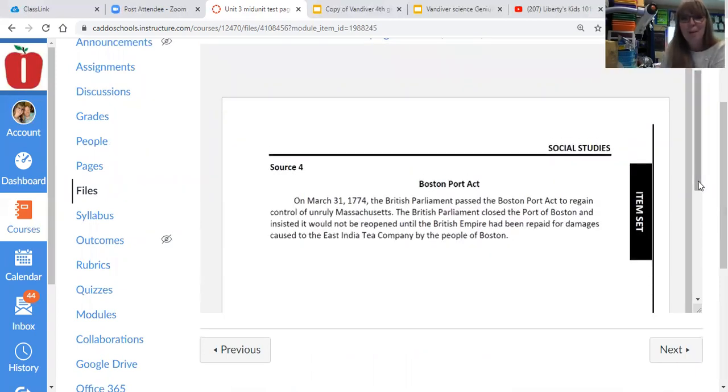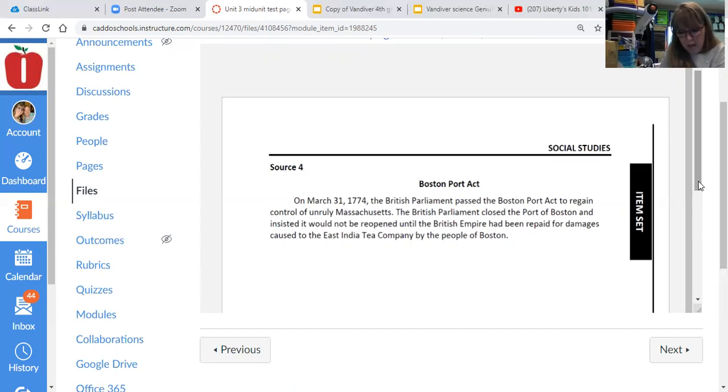All right, source 4, Boston Port Act. On March 31st, 1774, the British Parliament passed the Boston Port Act to regain control of unruly Massachusetts. The British Parliament closed the port of Boston and insisted it would not be reopened until the British Empire had been repaid for damages caused to the East India Tea Company by the people of Boston. Using source 4, why did the British Parliament impose the Boston Port Act?